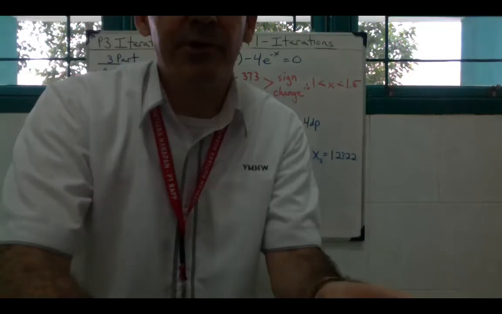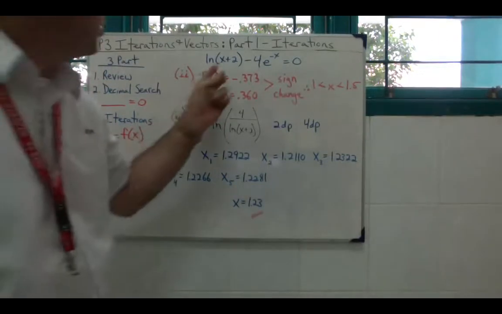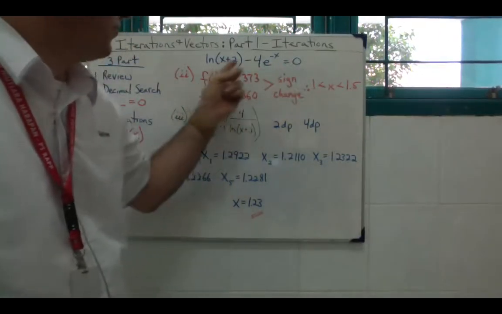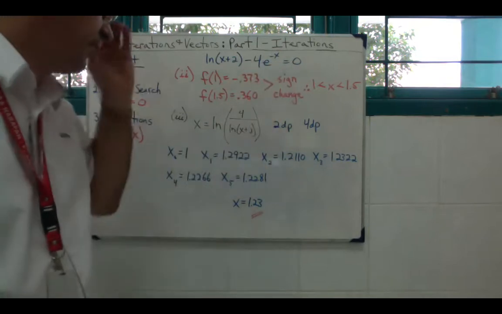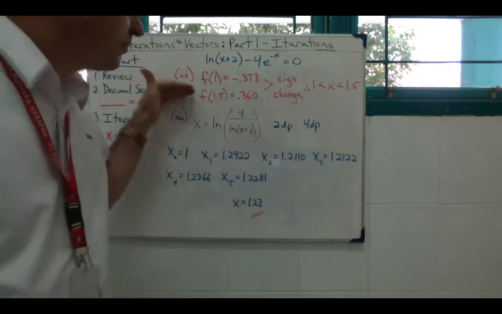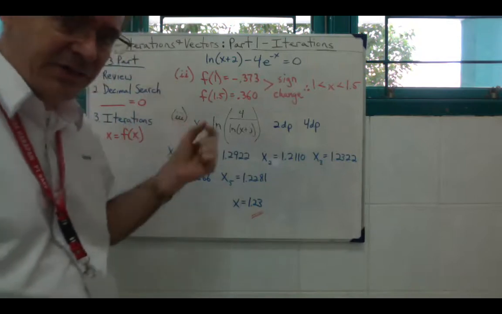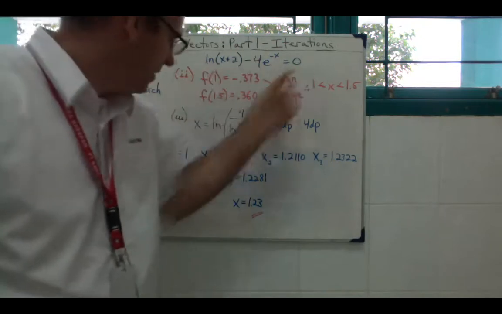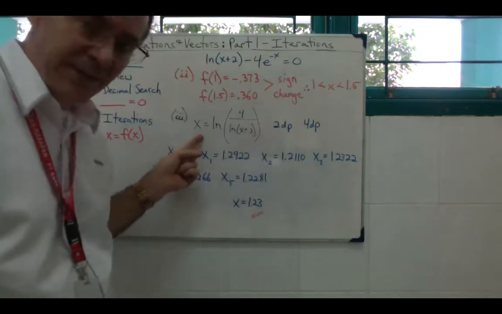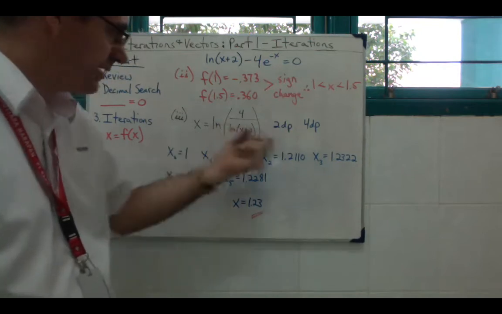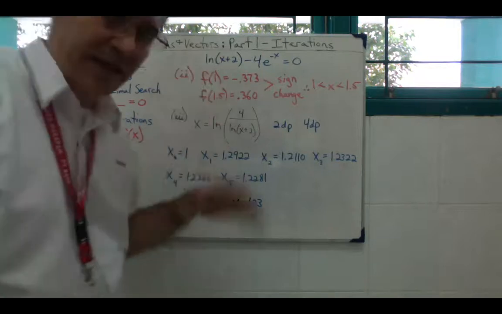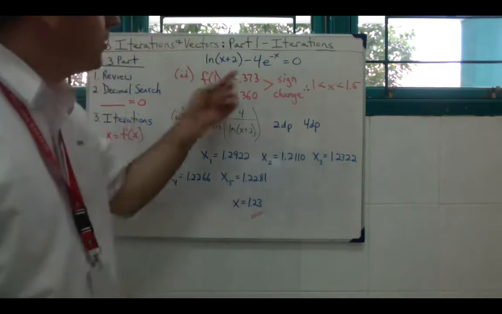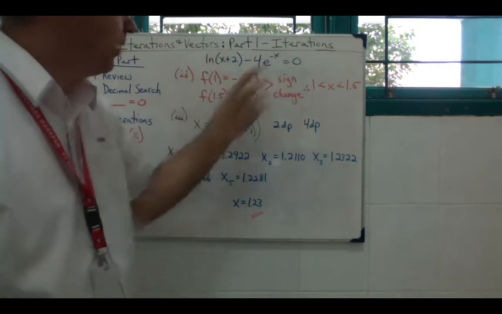So let's go back to the board here. Actually, this was like the first one they gave, or they moved this 4e to the negative x on the other side. When you do the decimal search, you actually can either use the original function, or you can use the iteration one, but you need to make sure you subtract x to the other side, set it equal to 0. So they're really the same thing, they're just rearranged. So this one is more like the original one.